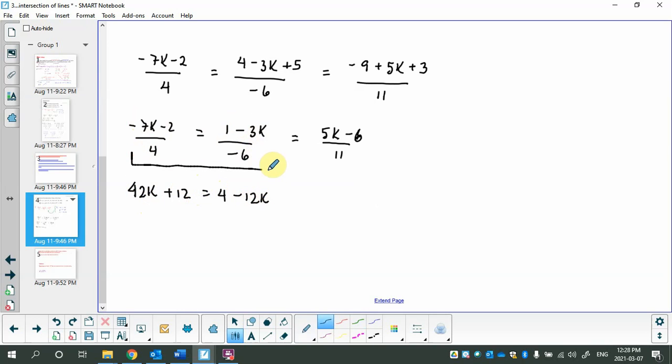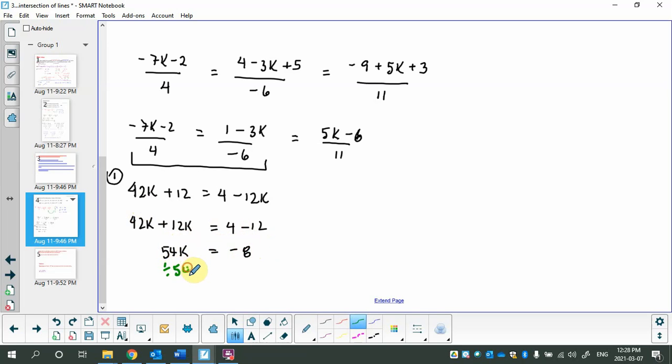So I'm doing that. 42k plus 12k from the other side is equal to 4 minus 12. That's 54k. Yikes, this is ugly. Equals -8.